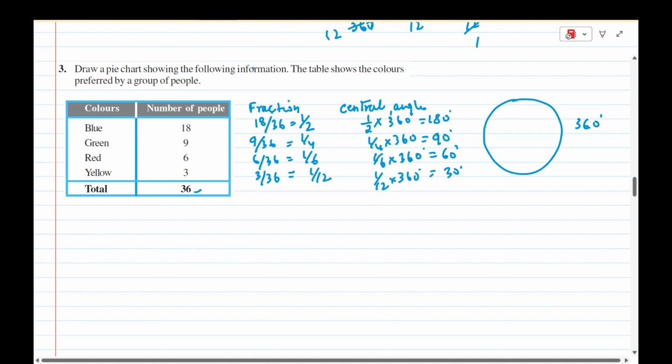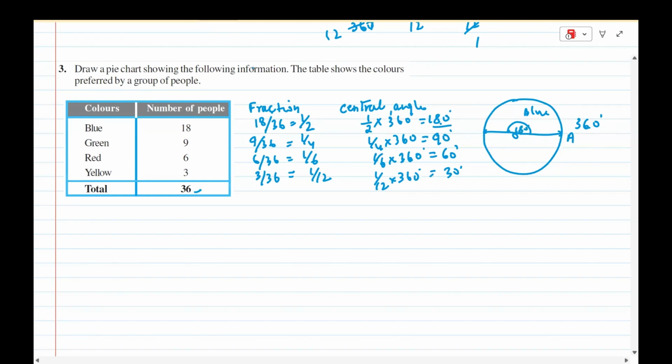Now how to draw it? Again, take a circle of any radius. Draw a radius. Suppose it is OA. Take 180 degree, which is the complete opposite line. We know a straight line is a measure of 180 degree. So this is your blue, which is 180 degree.